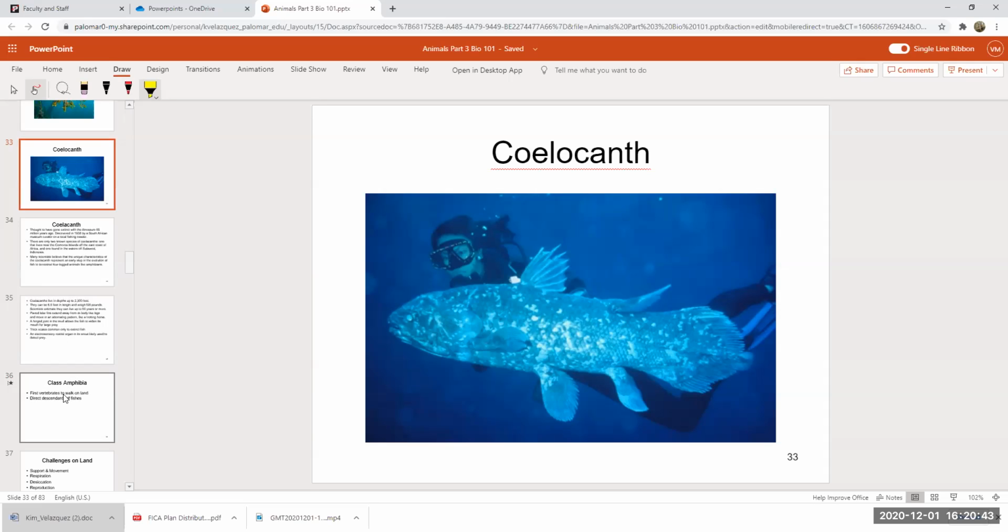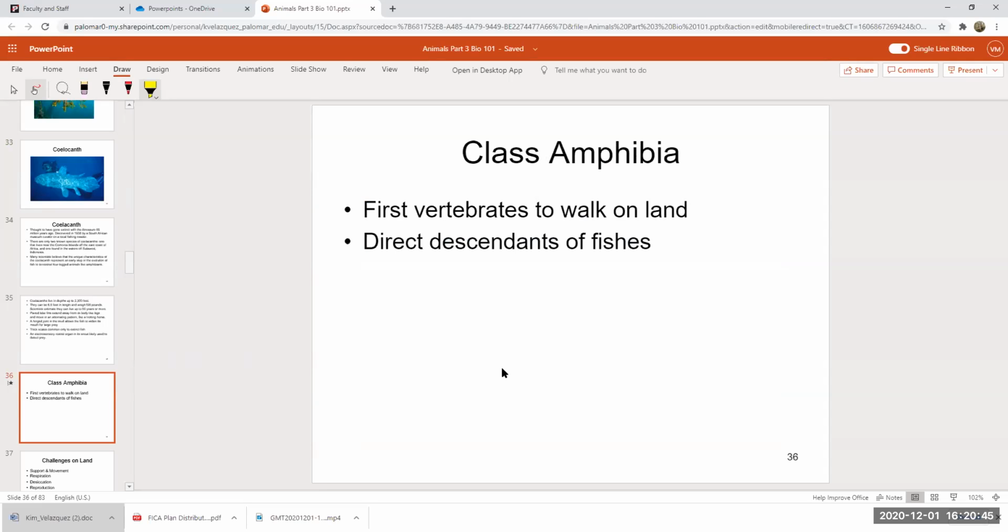The amphibians tried to solve these problems, but didn't perfectly do it. The reptiles did a much better job than the amphibians. The amphibians are still very tied to the water. This includes the frogs, toads, salamanders, newts, and the legless amphibians called the caecilians.